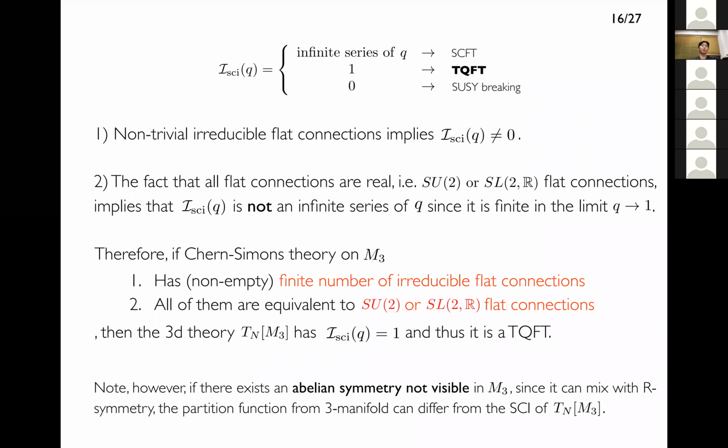Therefore, from the property of the superconformal index, if the Chern-Simons theory on the three-manifold satisfies these two conditions, then the 3D space-time theory T[M3] has a superconformal index 1. So it would be a topological theory by the property of the superconformal index. So this is our criterion for a non-hyperbolic three-manifold to have an associated topological theory via the 3D-3D correspondence.